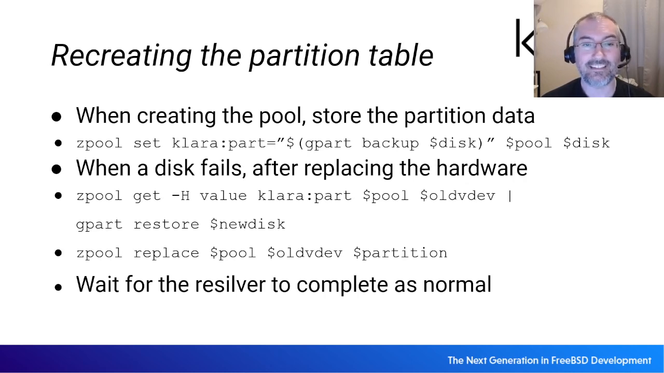And so I set that on each of my disks, and then down the road, a disk has failed. I've physically swapped out the bad disk with a new disk. So now I can just zpool get the value of the property again, and immediately pipe that into gpart restore. And now the new disk is partitioned with the exact same partition table settings as the old disk, and then zpool replace the old disk with the new partition name, and my pool starts resilvering and everything is great.